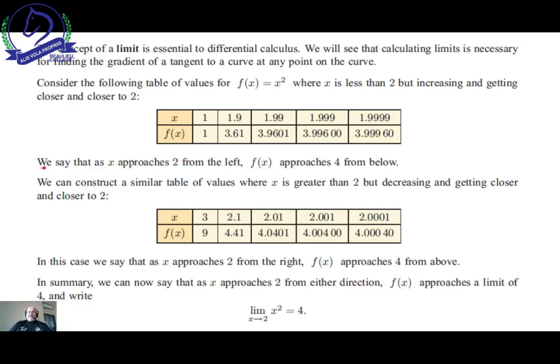So we can say then that as x approaches 2 from the left, the function approaches the value of 4. Considering the same function now, but going from the right, in other words, from 3 going all the way down to 2, we can say the same thing. As the value of x goes from 3 and gets closer and closer to 2, the value of my function goes down from 9 and approaches 4. So considering that, as the value of x approaches 2 from both the left and the right, the function approaches the same value, the value 4. So we can conclude that the limit of this function when x tends to 2 is equal to 4.